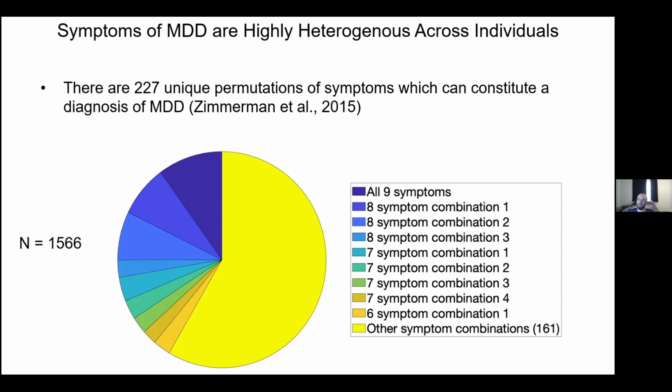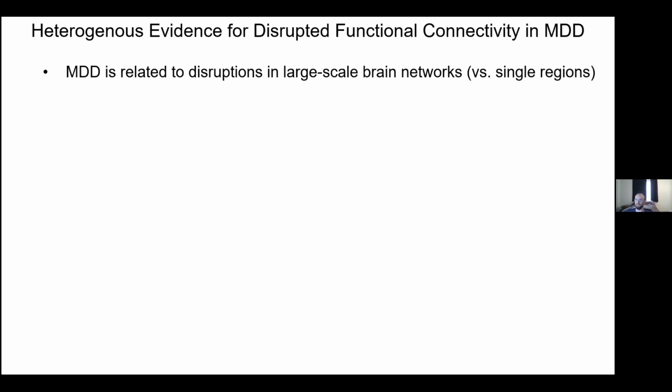There's also similarly heterogeneous evidence for disrupted functional connectivity in major depressive disorder. Major depressive disorder is related to disruptions in large-scale brain networks versus single regions.